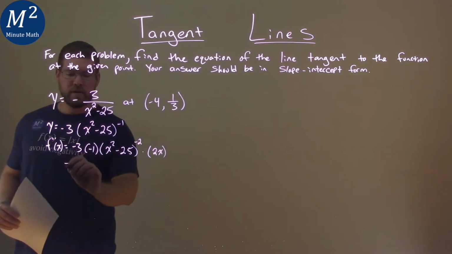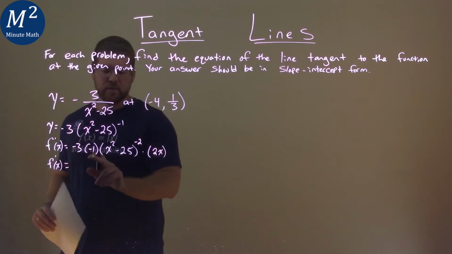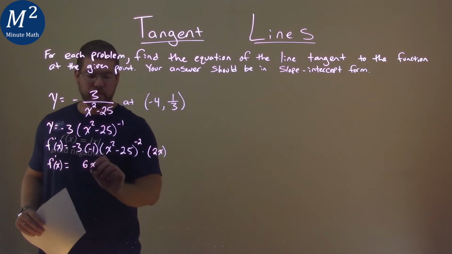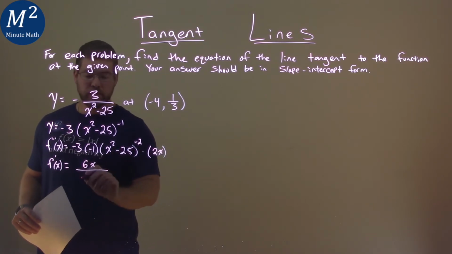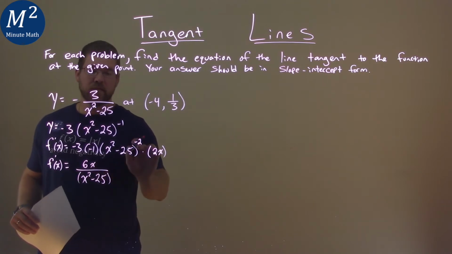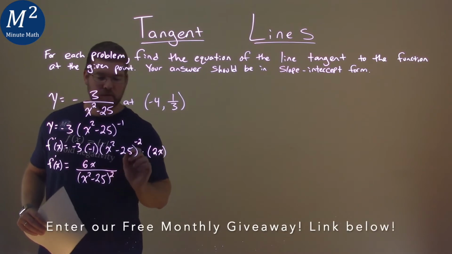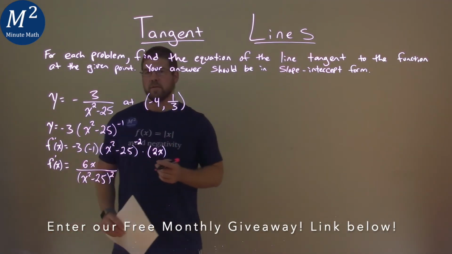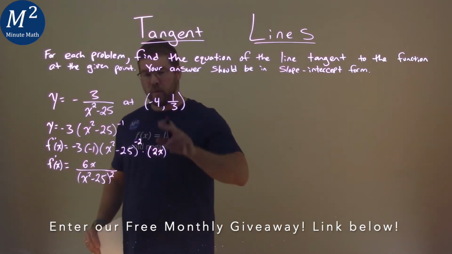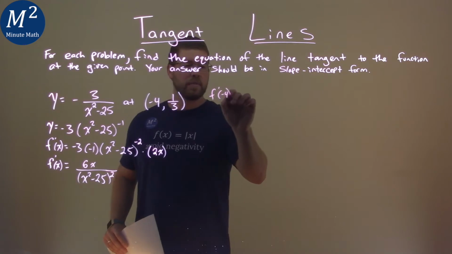Let's simplify this out a little bit, f prime of x here. Negative 3 times the negative 1 is a positive 3, times 2x is a 6x. And that's going to be over our denominator, x squared minus 25. But again, instead of a negative exponent, we have a positive 1 if we put it in the denominator, and 2 there. And now we have a derivative. So let's go find the slope of the tangent line there. We need to plug negative 4 in for x. So we find f prime of negative 4.